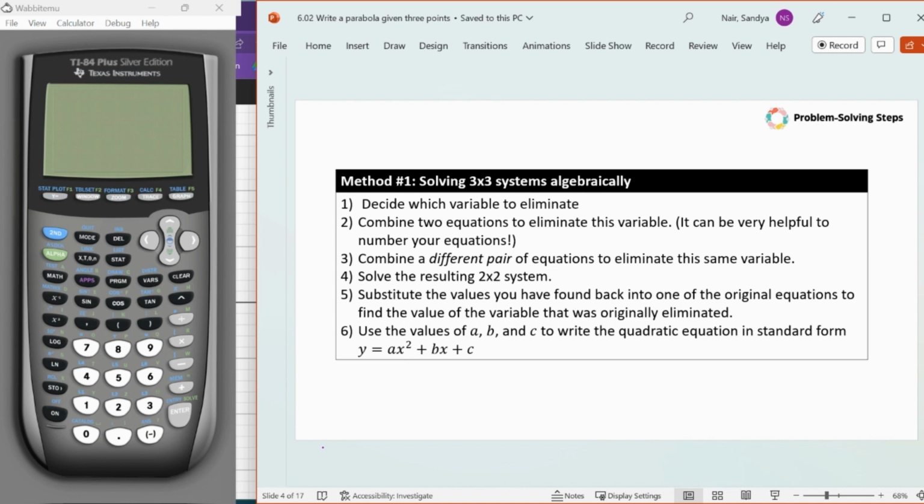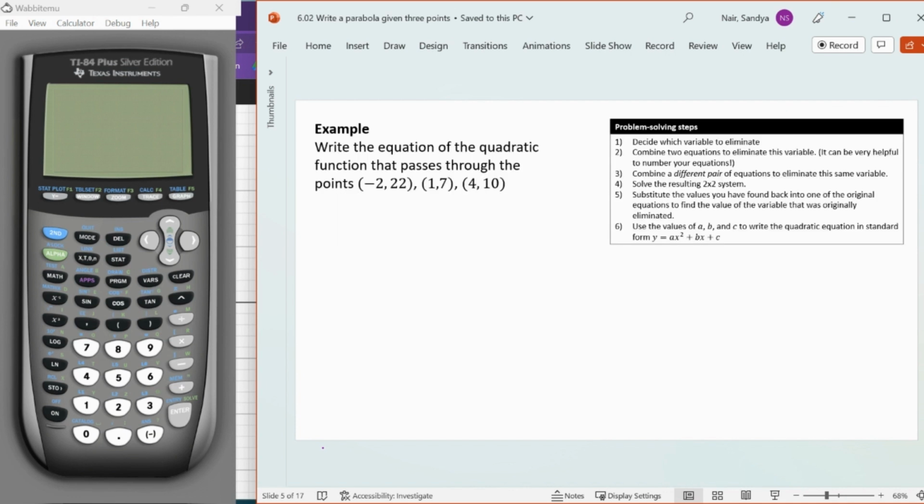So remember, these are our steps. We're going to write our equations and decide on a variable to eliminate. Then we'll combine 2 different pairs of equations to eliminate this variable and then solve the resulting 2 by 2 system. We'll substitute the values we found back into one of the original equations to figure out the value of the variable that we eliminated, and then use the values of a, b, and c to write the quadratic equation in standard form.